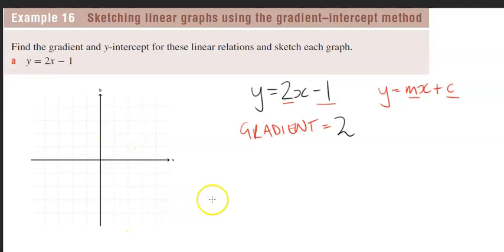So no matter where you put a point on that line, if I go across 1, I will go up 2. If this gradient was 4, for every 1 I go across, it will be 4 up. The higher the number, the steeper the line. The lower the number, between 0 and 1, the less steep the line will be. Okay, so gradient is equal to 2, and the y-intercept in this case, our y-int, is equal to -1.